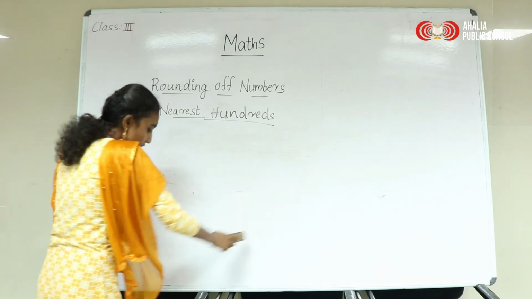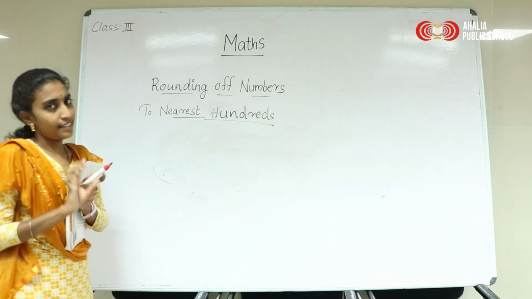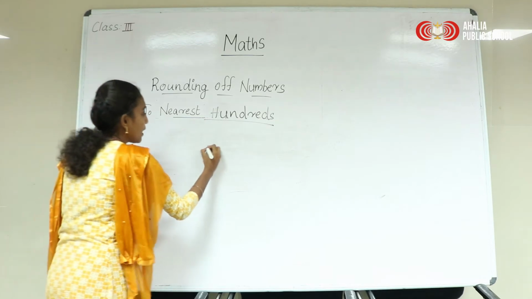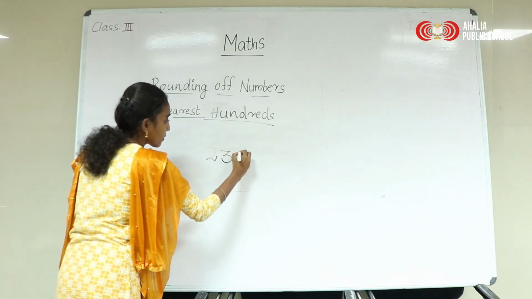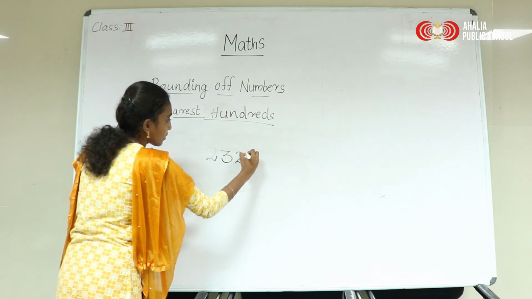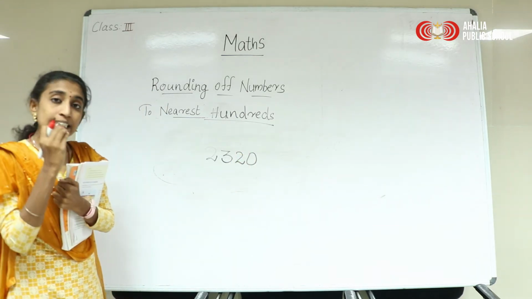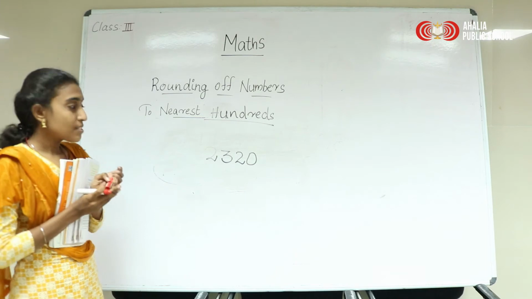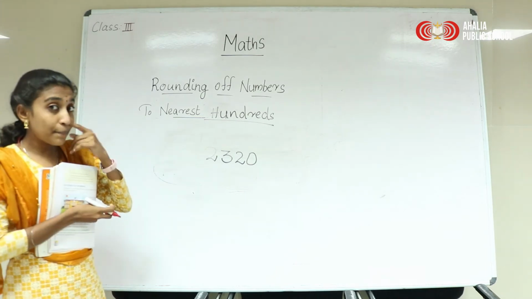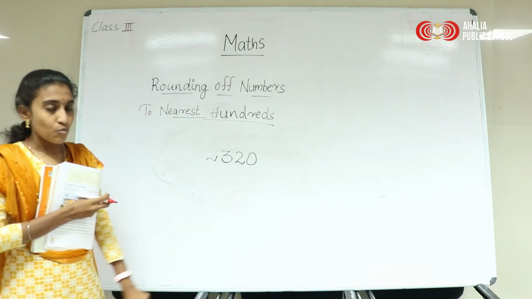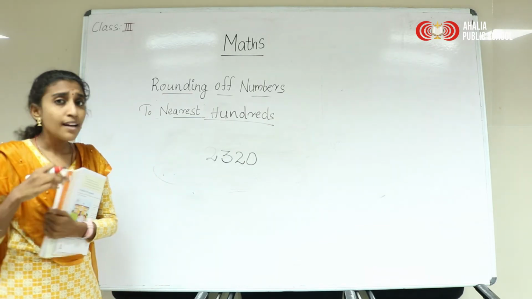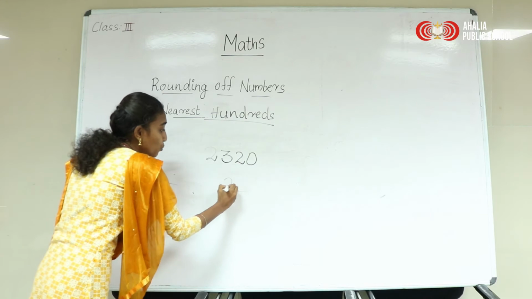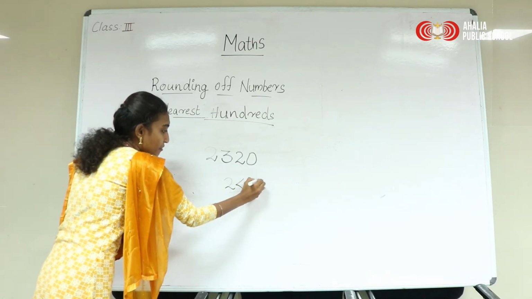Now let's see what is round down. Round down means what? We have to just neglect the number. Yes? So have a look. 2320. So again we are checking the number in the tens place. What is here in tens place? It is 2. 2 is less than 5.